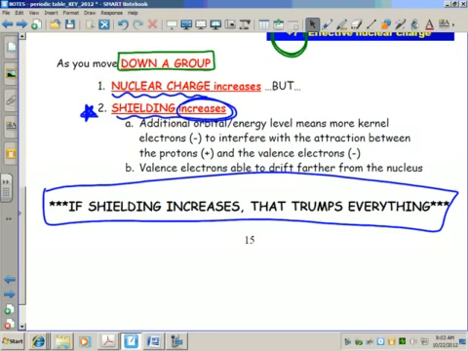Even though nuclear charge, when you move down a group, increases by a lot, it's this shielding here that basically is responsible for dictating the properties as you move down a group. So these two things are both happening, but even though nuclear charge is increasing, shielding increasing is what will determine the chemical properties as you move down a group.